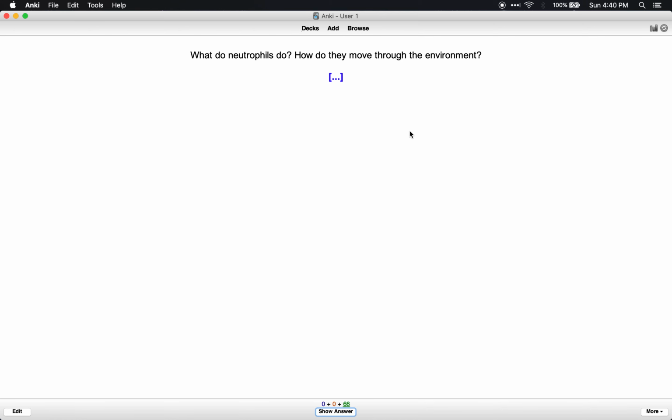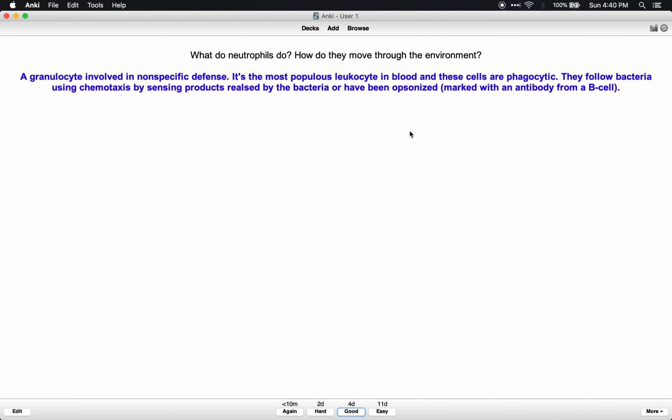What do neutrophils do? Neutrophils are responsible for, they move through the environment using chemotaxis? No. They detect opsonization. I know that. Chemotaxis. A granulocyte involved in non-specific defense. It's the most populous leukocyte in the blood, and these cells are phagocytic. They follow bacteria using chemotaxis by sensing products released by bacteria.